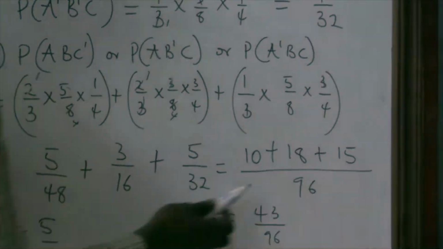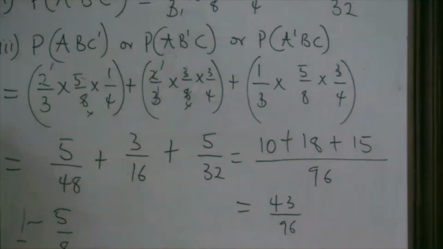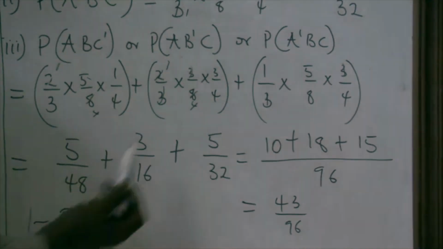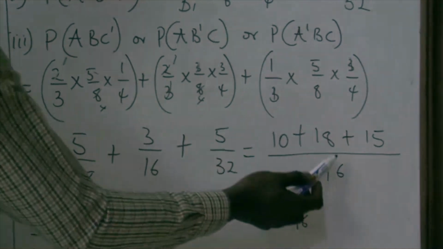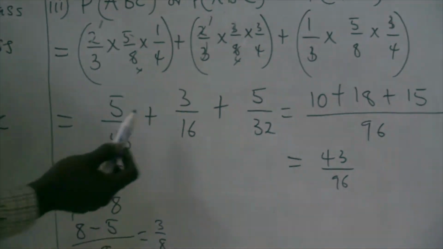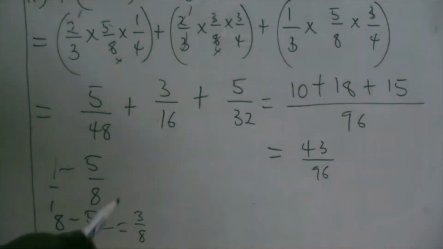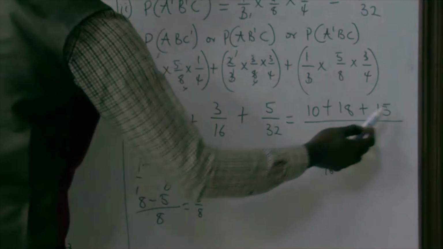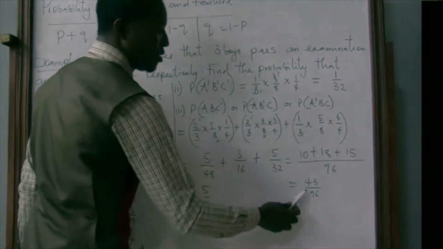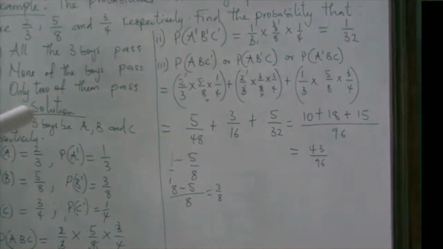Looking for the LCM, 96 is the LCM. So 48 in 96, that's 2. 2 times 5, 10. 16 in 96, that will give us 6. 3 times 6, 18. Then 32 in 96, that is also 3. 3 times 5, 15. So having this together, we have 43 divided by 96.